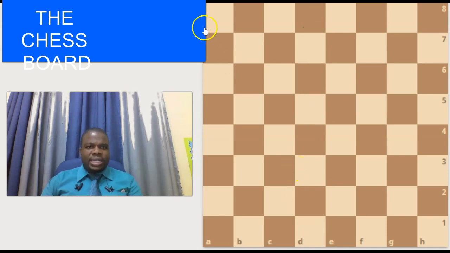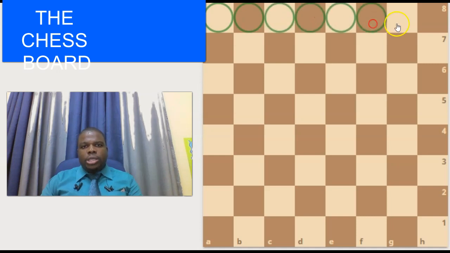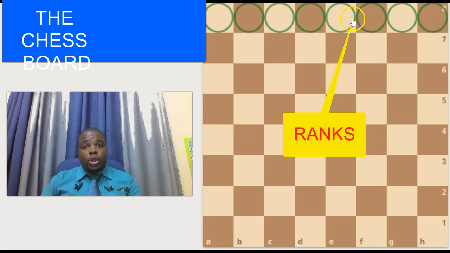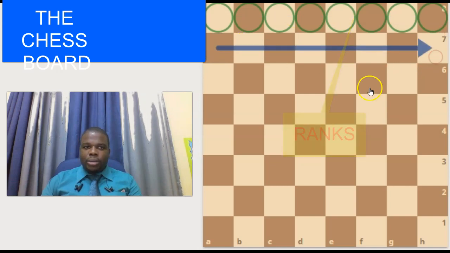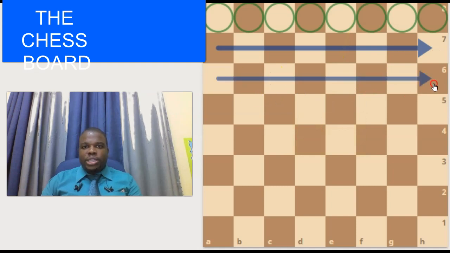You'll also notice that there are some squares going sideways. The squares that go sideways are called ranks. Notice that ranks point not to letters, but to numbers. So this rank is pointing to the number 7. That is called the 7th rank. This rank is pointing to the number 6. That is called the 6th rank. This rank is pointing to number 3. So that is called the 3rd rank.